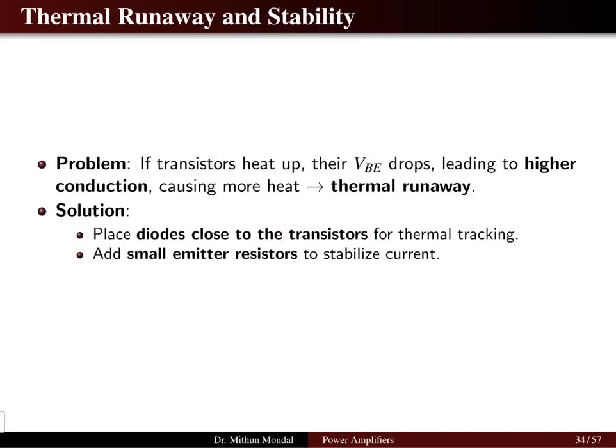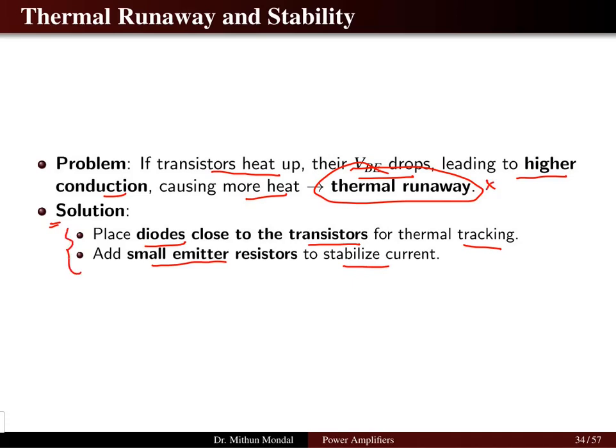There is a problem that if the transistor heats up, then the base-emitter voltage will drop. That will lead to higher conduction and it will cause more heating. This is the process of thermal runaway. So in order to avoid thermal runaway, place the diodes close to the transistors for thermal tracking. Add a small emitter resistor to stabilize the current. If we do this, then we can avoid thermal runaway due to the heating-up process.